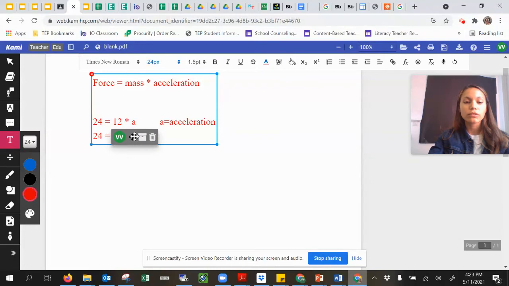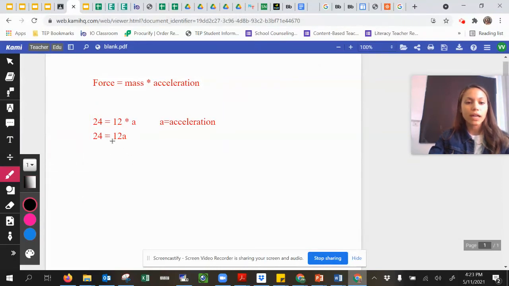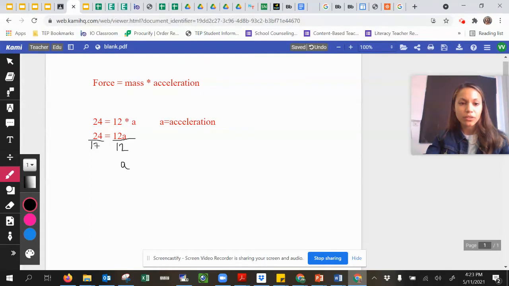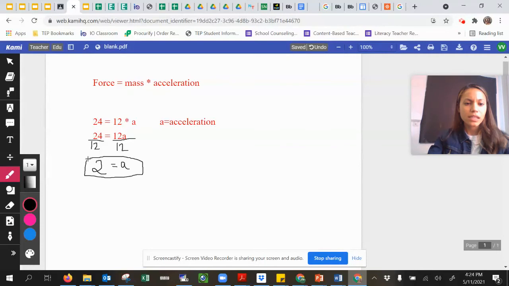So if we divide by 12, 12 divided by 12 is 1. So that would be 1 times A, which is just A in itself. So that would give us A. And the same thing we do on one side, we do on the other. So 24 divided by 12 is actually 2. So is this it? Is acceleration 2? Yes, and we did not use a unit, so we don't know what we're talking about here.